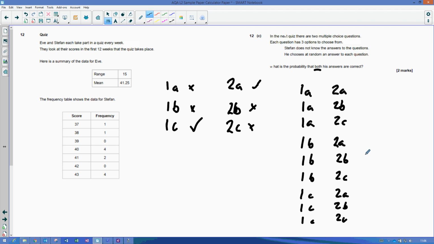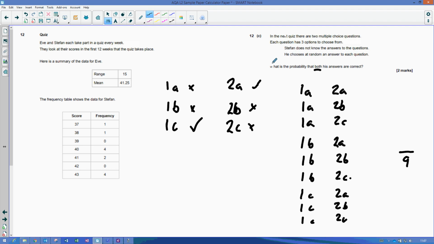It's a list of all the possible outcomes. And if you're really stuck on a probability question and you don't know a shorter way of doing it, writing out all the possible outcomes is often a useful way to figure out what's going on. And you can see here, I've got 1, 2, 3, 4, 5, 6, 7, 8, 9 possible outcomes. So what that tells me is the probability of him guessing anything where we're looking at both questions is going to be out of 9.